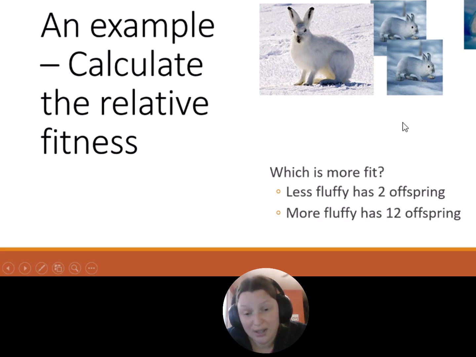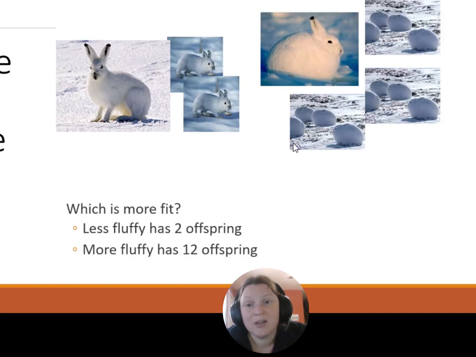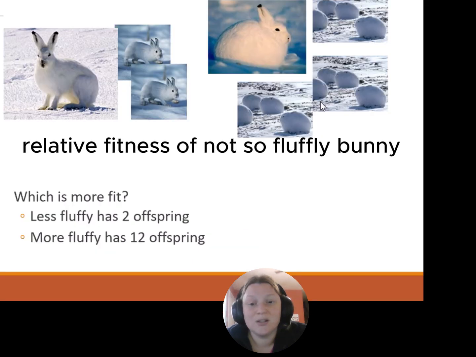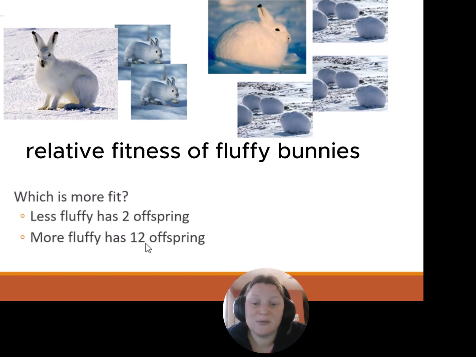Okay, so we can calculate their fitness. The absolute fitness of the not so fluffy bunnies is 2. And the absolute fitness of our fluffy bunnies is 12. So we count in this picture 4, 8, 12. To do the relative fitness, we're going to divide the absolute fitness of 2 by the maximum, which is 12. So that gives us 2 over 12. And for our fluffy bunnies, we have 12 absolute fitness divided by the maximum of 12 equals 1.